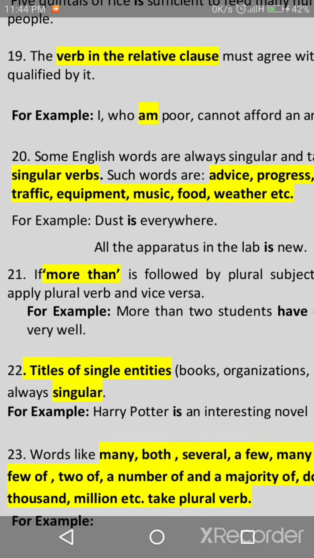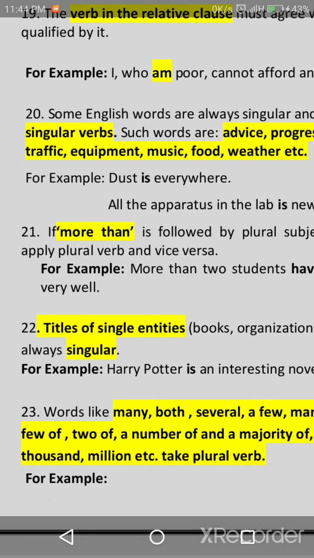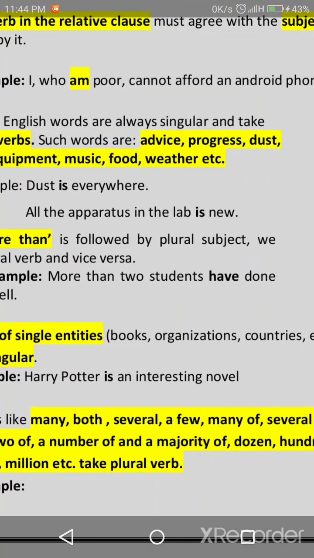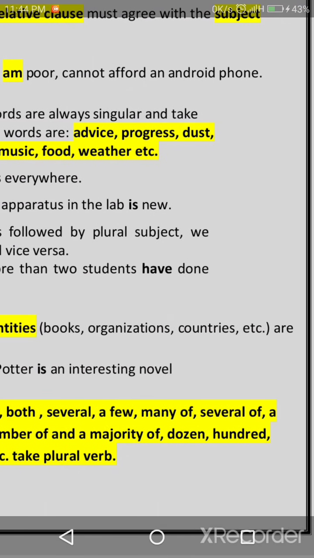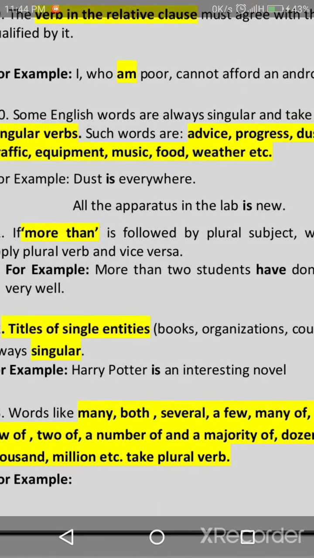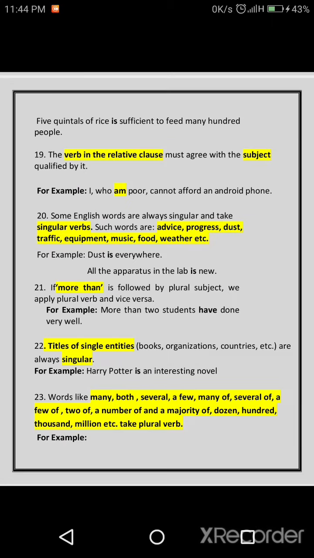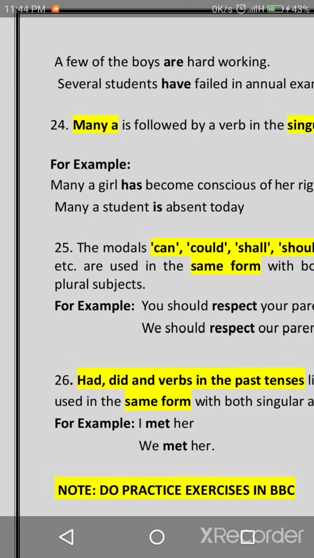Moving ahead, rule number is 23. Words like many, both, several, a few, many of, several of, a few of, two of, a number of, and a majority of, dozen of, 100, 1,000, million, etc. take a plural verb. With all these words, a plural verb is used. For example, a few of the boys are hardworking. Means we are referring to a few of the boys, right?